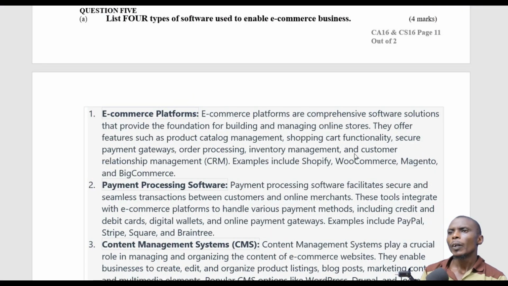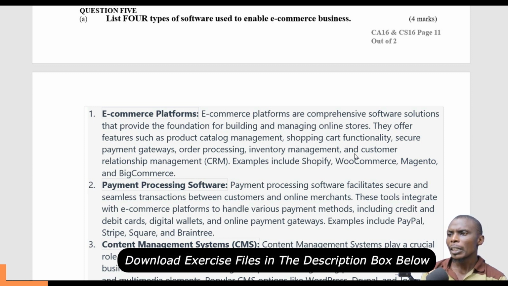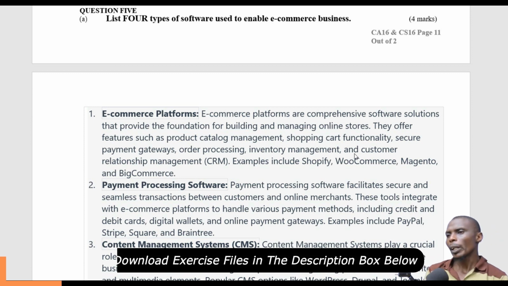So question 5: list 4 types of software used to enable e-commerce business. The first software is e-commerce platforms. E-commerce platforms are comprehensive software solutions that provide foundations for building and managing online stores. They have various tools, for example, product catalog management, shopping cart functionality, secure payment gateways. This and others generally help in providing these foundations for building and managing online stores.